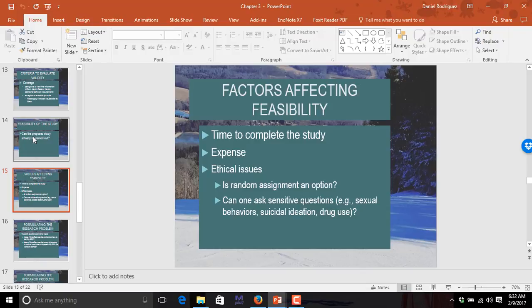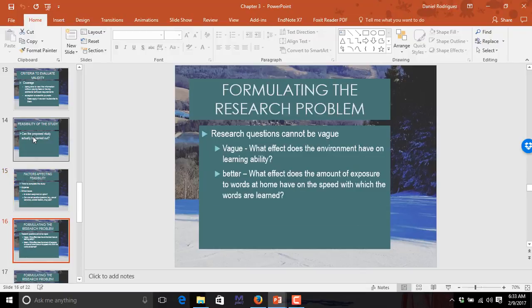So we have to always think about the feasibility of a study, particularly when we're trying to get money for our research by writing grants. And when we do that, we have to prove that our study is feasible. Can we complete it in a reasonable amount of time? Are there any ethical issues involved? How expensive is it for us to conduct a study? So these are all questions that we have to ask.